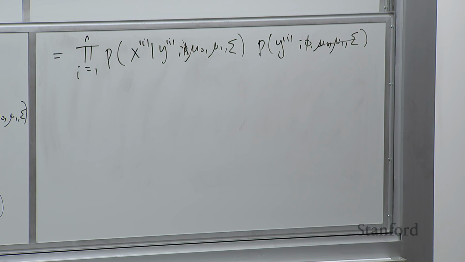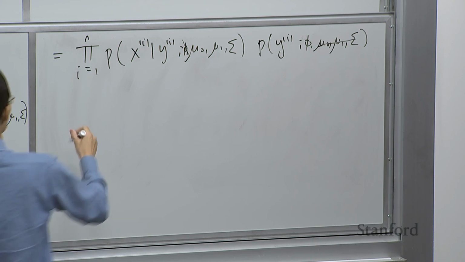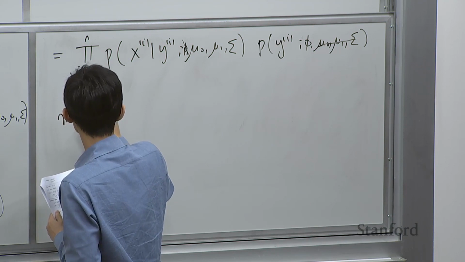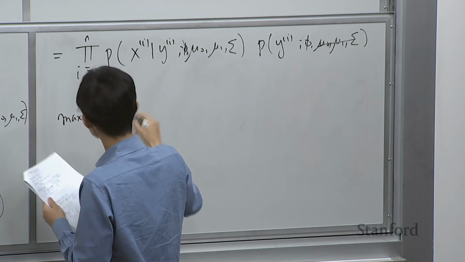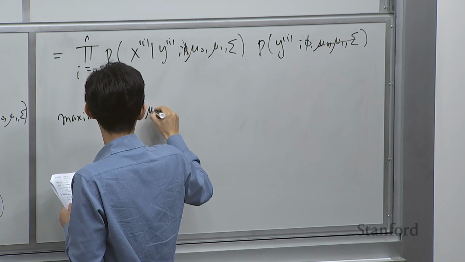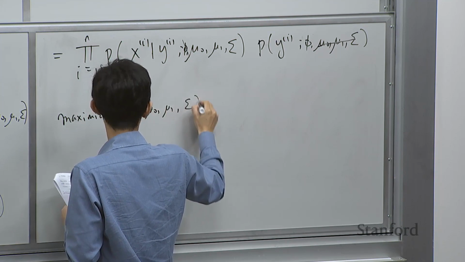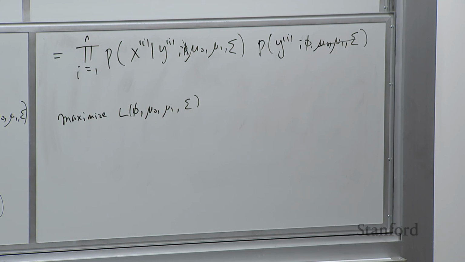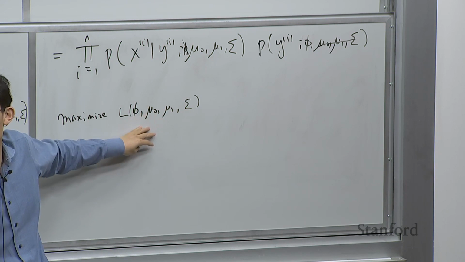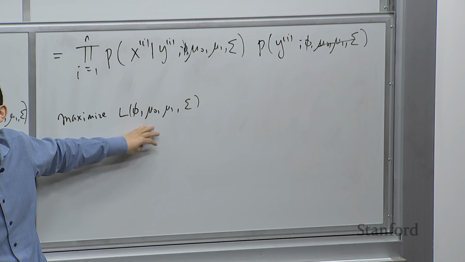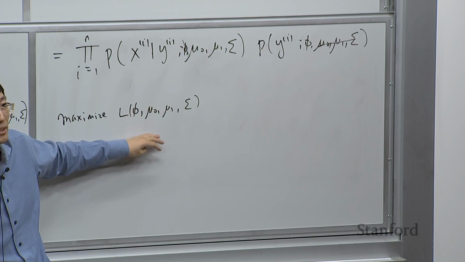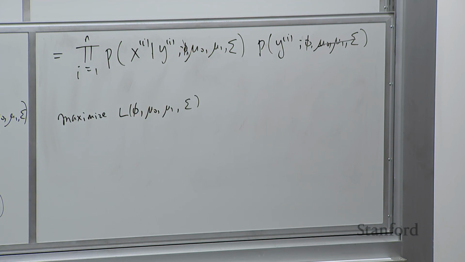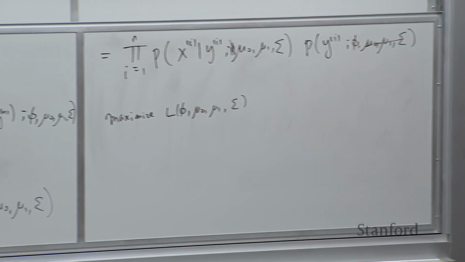So this is the so-called maximum likelihood. What you do is you say, I'm going to maximize this L of phi, mu0, mu1, and sigma. So the learned parameters will be the maximizer of this likelihood function. You want to find a parameter such that the likelihood is the largest. So this is the so-called maximum likelihood in our context.